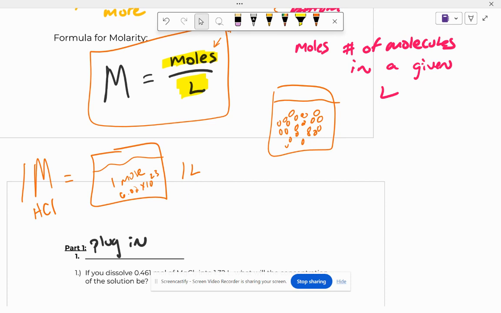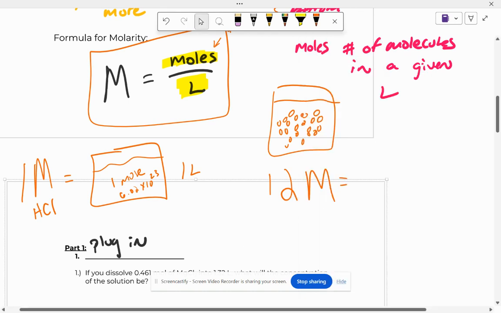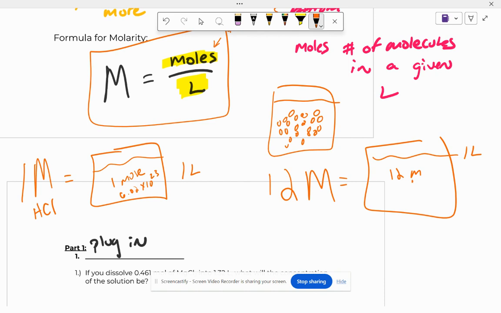We say 1 molar. Now, if I have this thing called a 12 molar solution, with a big M, what this is implying is that in that same given liter, you have 12 moles of hydrochloric acid. So you have 12 times 6.02 times 10 to the 23rd. Now, which one is more concentrated? Does the 1 molar or the 12 molar have more molecules? The 12, right? It's got a lot more, and therefore, it's way more concentrated.